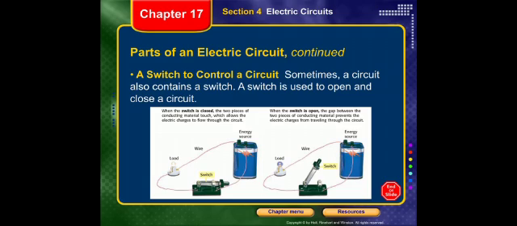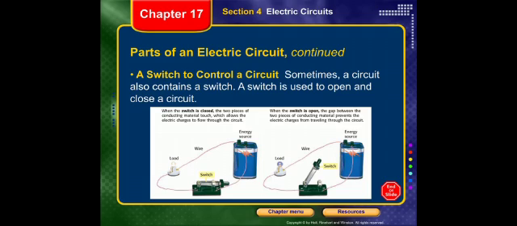If the switch is closed, as in this picture, the two pieces of the conducting material touch, and this allows the electrical charge to flow, or pass, through the circuit. And in the second picture, where the switch is open, the gap between the two pieces of the conducting material prevents the charge from traveling through the circuit.